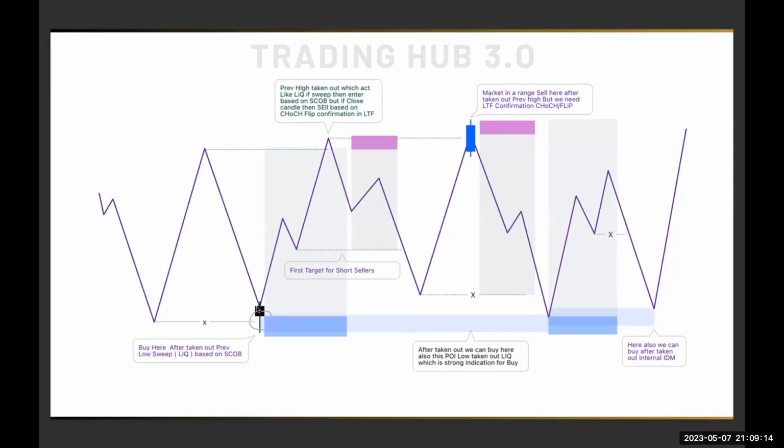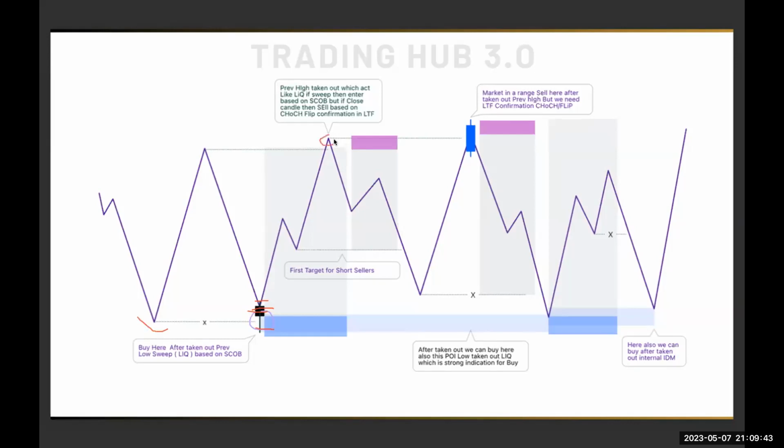You can buy or sell based on a lower time frame. Sorry, you can buy or sell based on a single candle order block in a lower time frame confirmation. You don't need to wait for a CHoCH or flip or anything in a lower time frame. Simply buy or sell based on a single candle order block because the market has taken out the liquidity. And always target the main high or low as a target, as a liquidity point.